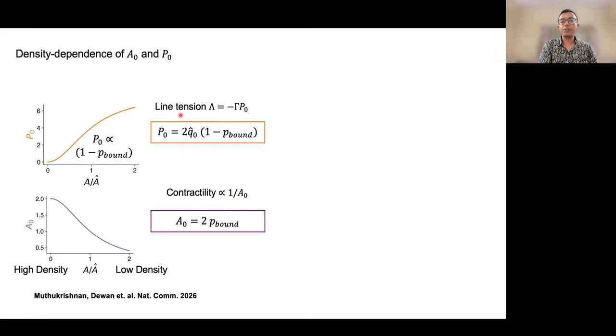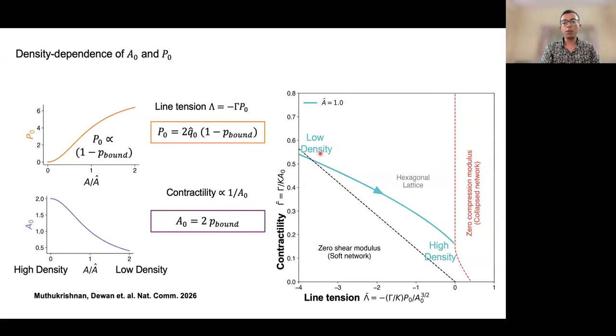And the way you make this constitutive relation is by noting that line tension is equal to minus gamma times P naught, and we expect line tension to be proportional to the concentration of the junctional actin, which means P naught is proportional to 1 minus P bound. And the contractility is proportional to the inverse of A naught, which essentially tells you A naught is proportional to P bound. So when you put this together in this picture, you go from low density to high density in the fashion that we have seen in the experiment. So this is quite encouraging.